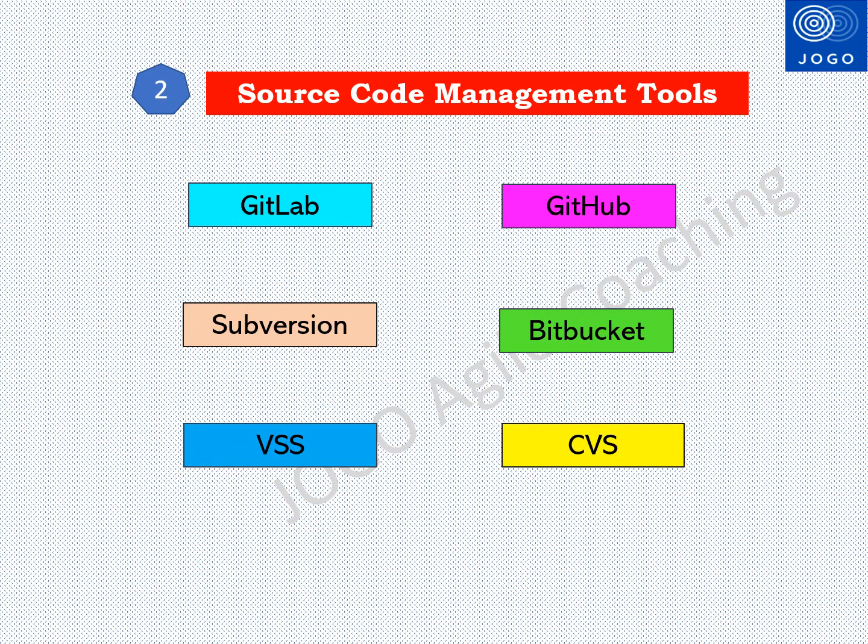The second important activity done by Agile teams is source code management, also called configuration management. Source code management enables the development team to maintain the code versions and track the modifications in it. A few popular tools used by Agile teams are GitLab, GitHub, Bitbucket, Subversion, Microsoft Visual SourceSafe (VSS), and CVS.